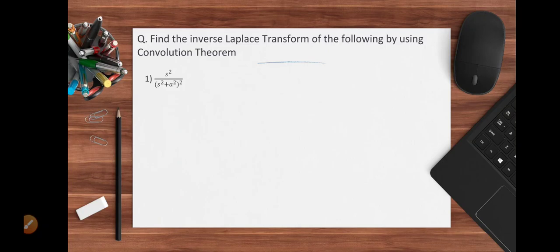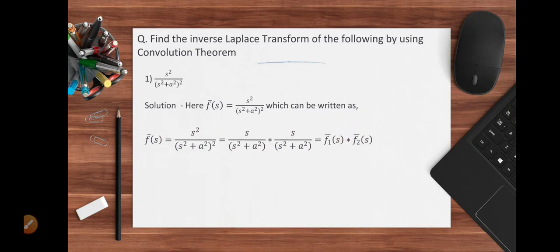So this is your f bar of s, and the first step is you have to write this function as a product of two functions of s. But here, as (s square plus a square) whole square is mentioned, f1 bar of s and f2 bar of s will be same. So f bar of s is split as s upon s square plus a square into s upon s square plus a square. So here f1 bar of s and f2 bar of s are same, so there is no need to select a simple function for f2 bar of s. Now this is the first step as per the procedure.